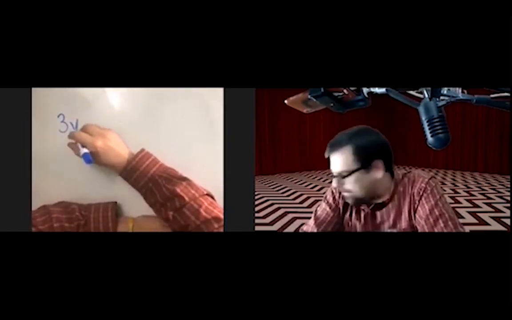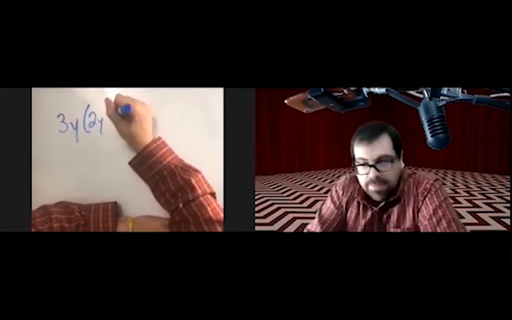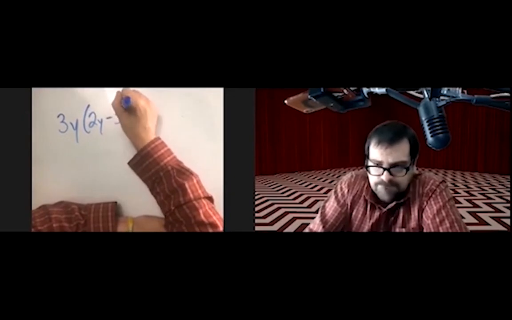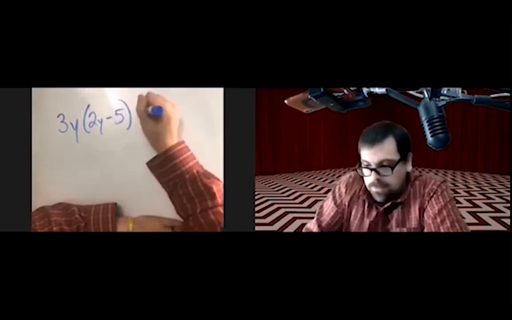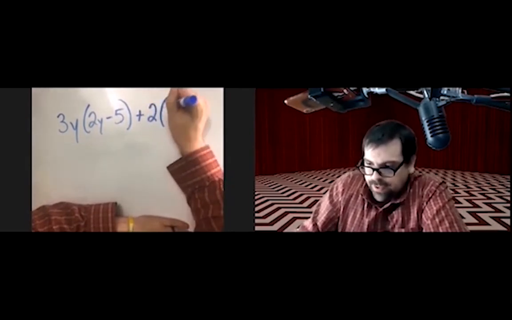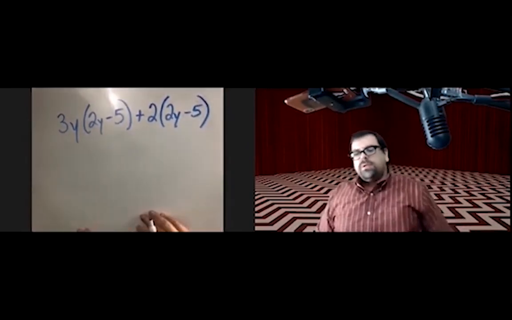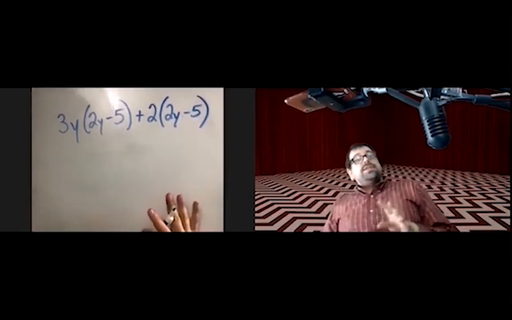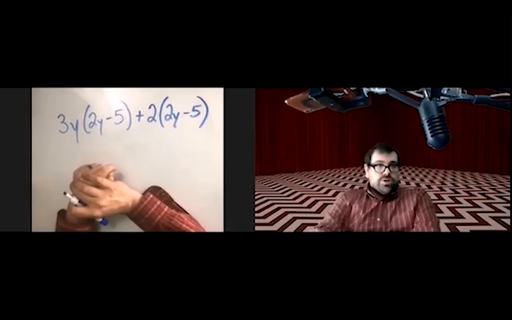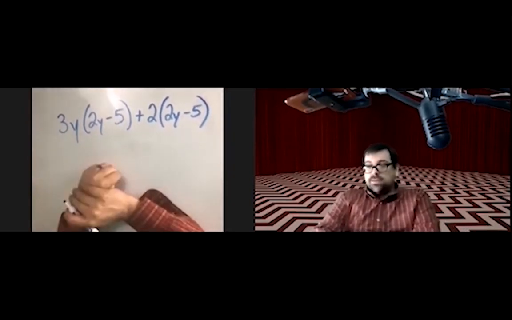3y times 2y minus 5 plus 2 times 2y minus 5. This looks completely different than what we were just doing. But there is a common factor.